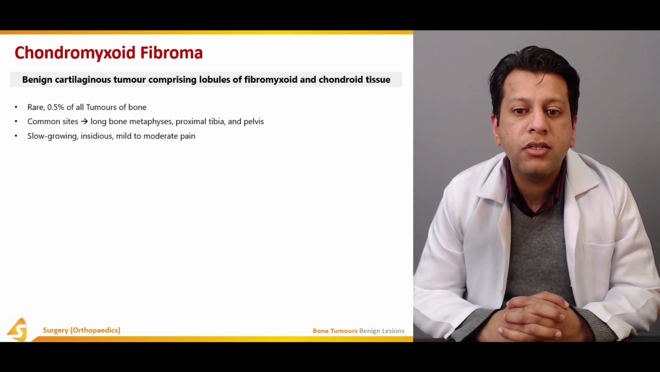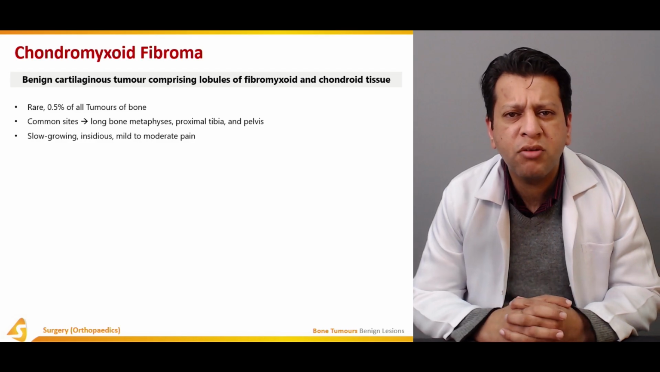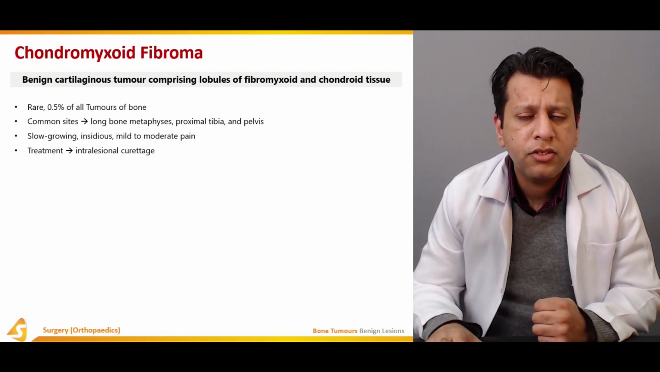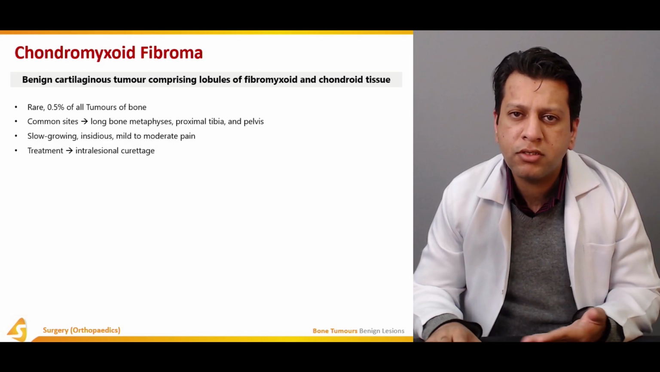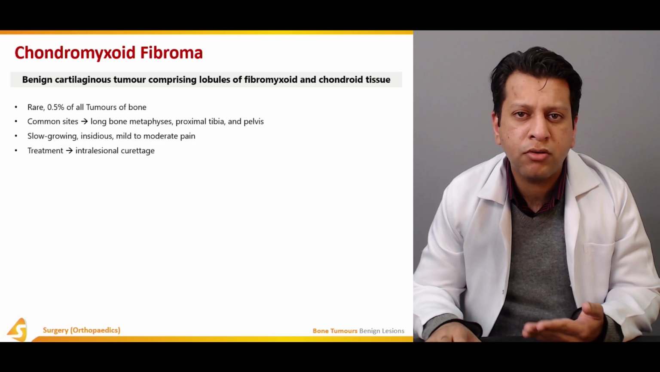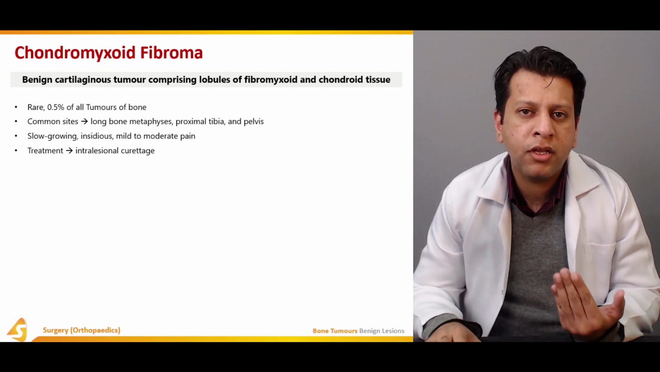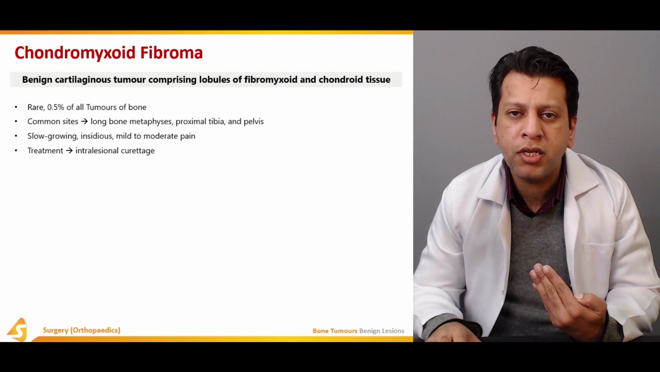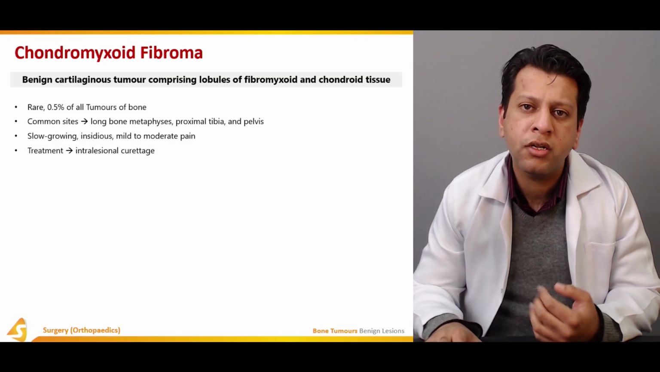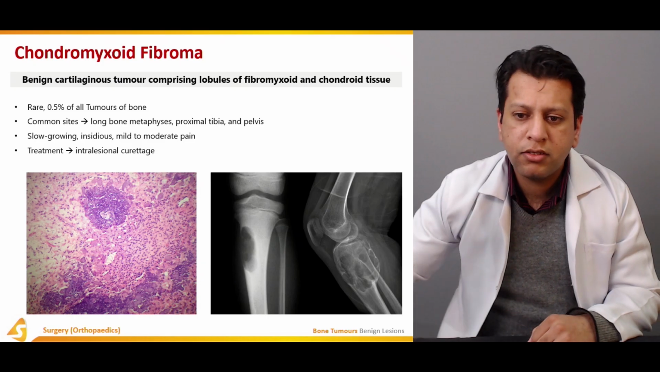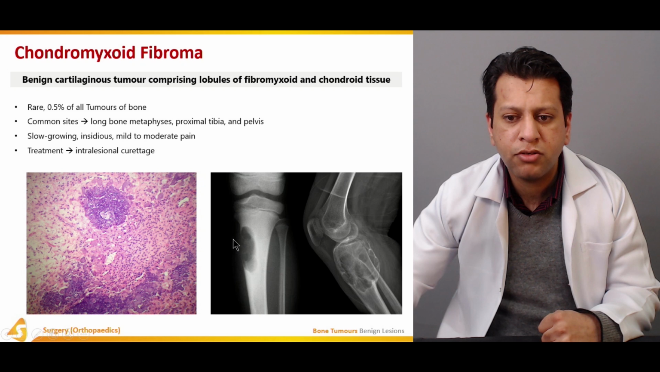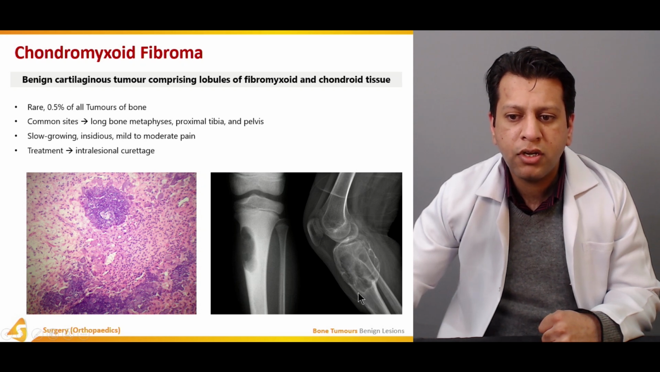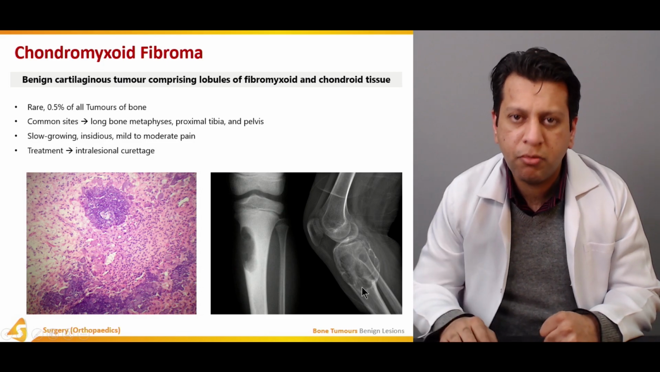It's slow growing and insidious, usually presenting with mild to moderate pain. The treatment is intralesional curettage. As I know, curettage here means extended curettage: taking all the tumor out with a high-speed burr, killing the remaining cells with argon beam lasers, and packing it with bone cement or bone graft. This is the classical presentation. It's metaphyseal, intralesional, usually isolated, and if you see, it balloons up like a bubbly lesion, usually seen in the proximal tibial metaphysis.